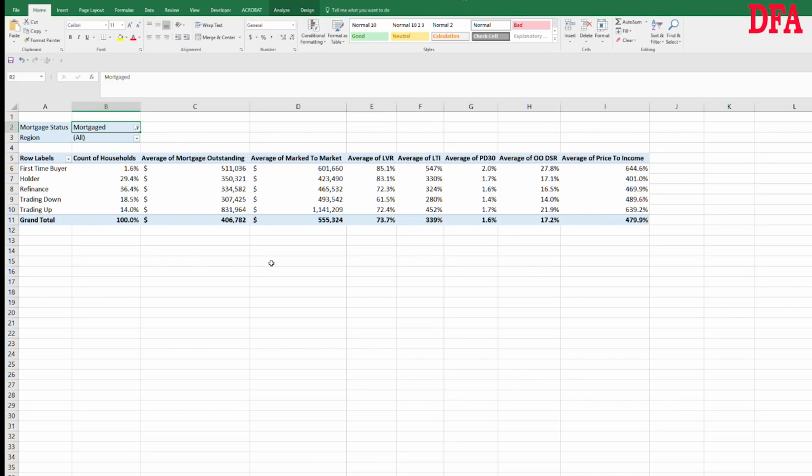Then if you look at the mark to market, you can see, again, differences. Trading up, biggest mortgage, and also the biggest mark to market, so the largest, more expensive property. The holding group is tending to be at the bottom end of the range, and that's reflected across the loan to value ratios as well. So there's some quite interesting differences there, with the refinance group sitting at around 72, the first time buyer 85.